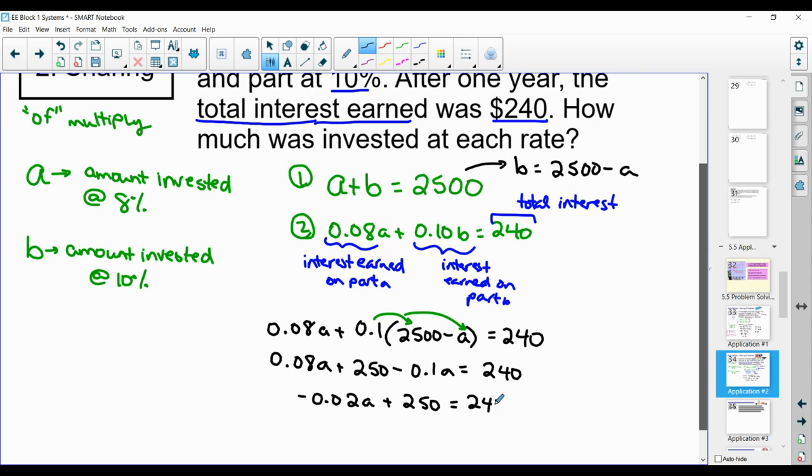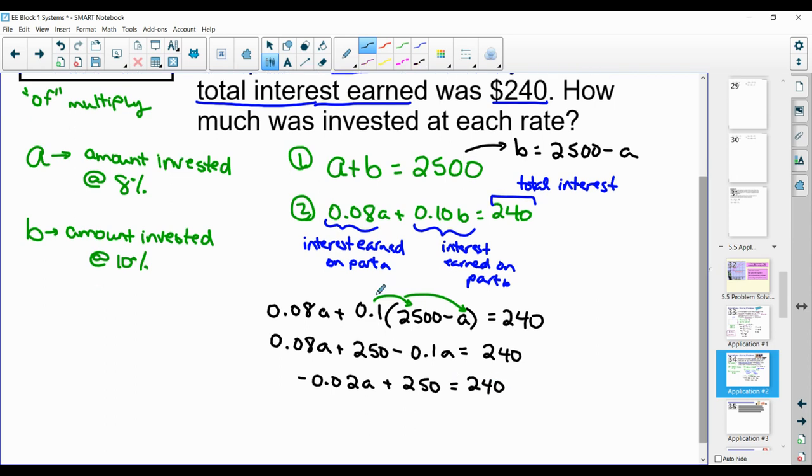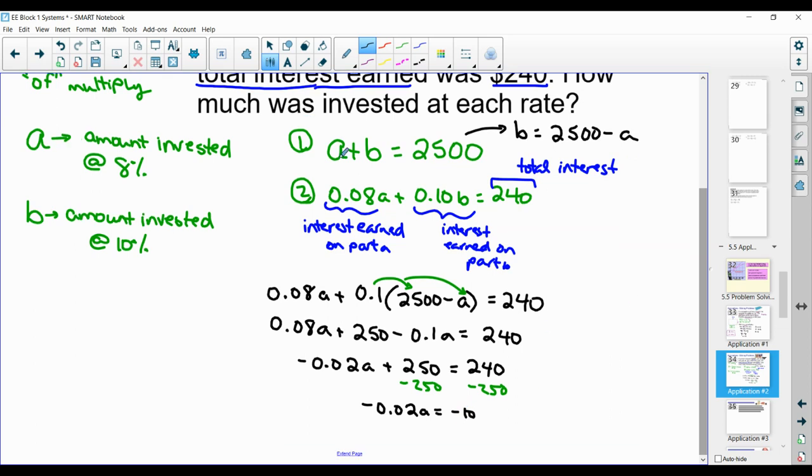Now, you could have moved over the 250 as well if you're comfortable with skipping steps, but I'm just going through them all in detail here. And so I would subtract 250 from both sides. And that gives me negative 0.02A equals 240 minus 250, which is negative 10. Dividing by negative 0.02 on both sides.